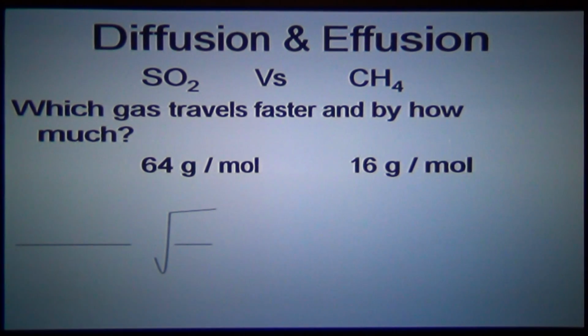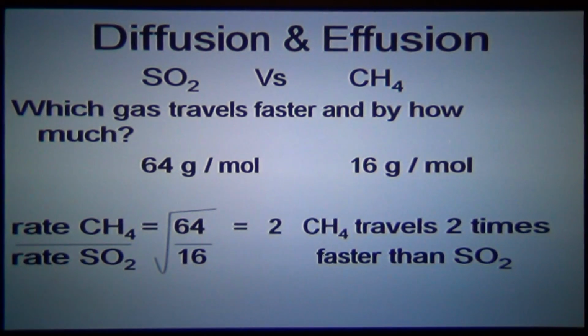And if you set it up this way, where you put the heavier one on top and the lighter one on bottom, this is always going to tell you how much faster the lighter molecule is compared to the heavier one. So in this case, we're going to know that methane will travel twice as fast as SO2. Let's take a look. So if you set it up where you have 64 divided by 16, it's going to be 4. And the square root of 4 is 2. And by setting it up this way, according to Graham's law, this tells us that methane is traveling twice as fast as the SO2.